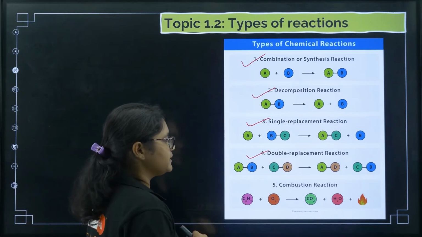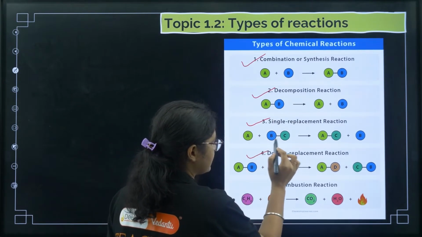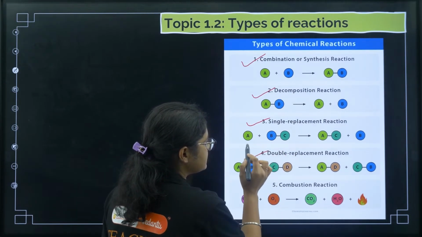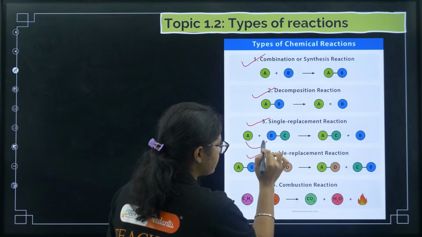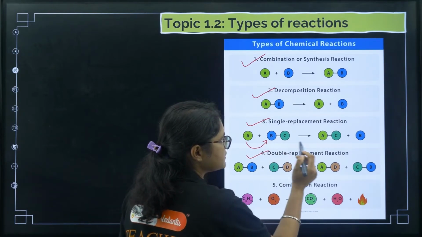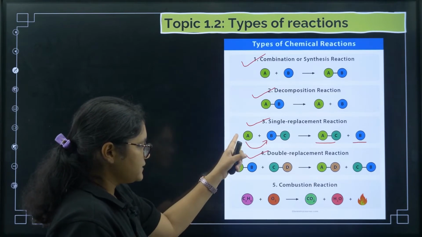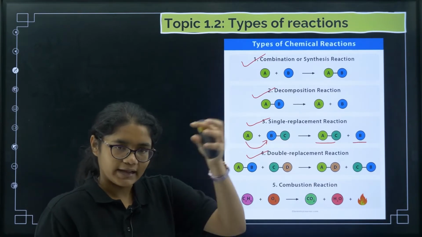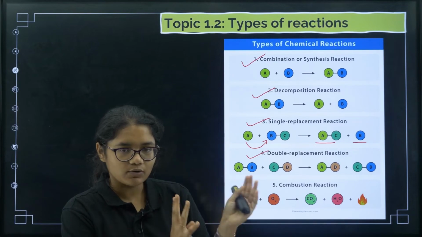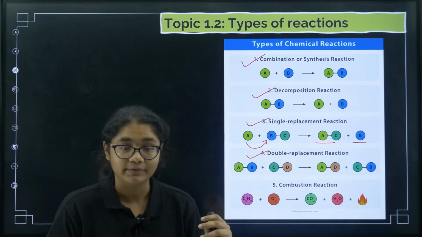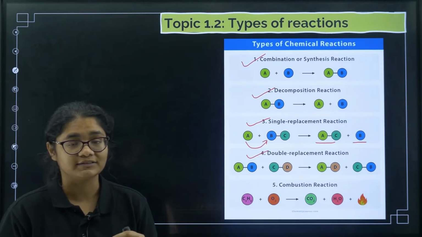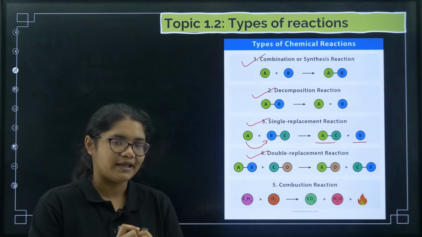Now the single displacement reaction means what? There is A and there is BC. What happens now? A comes and replaces B here, and B goes out, so we get AC plus B. Are you getting? A is there, BC is one compound. A comes and replaces B, so B goes out, now A and C is formed, right? So these type of reactions are called your single replacement reactions.